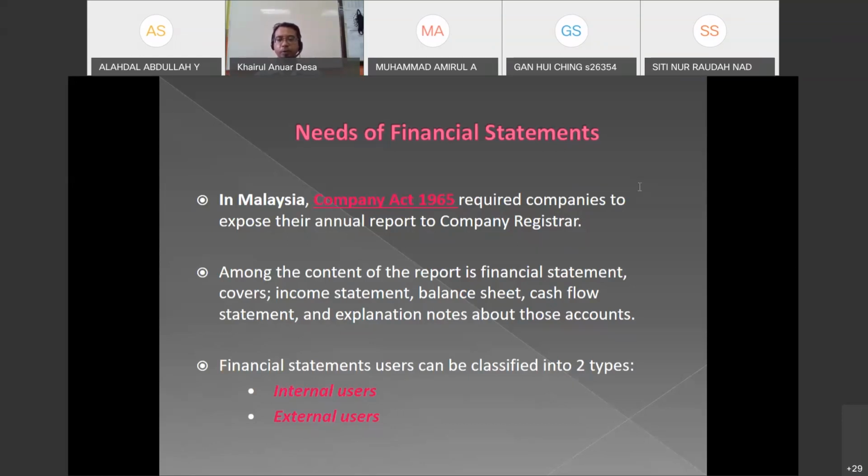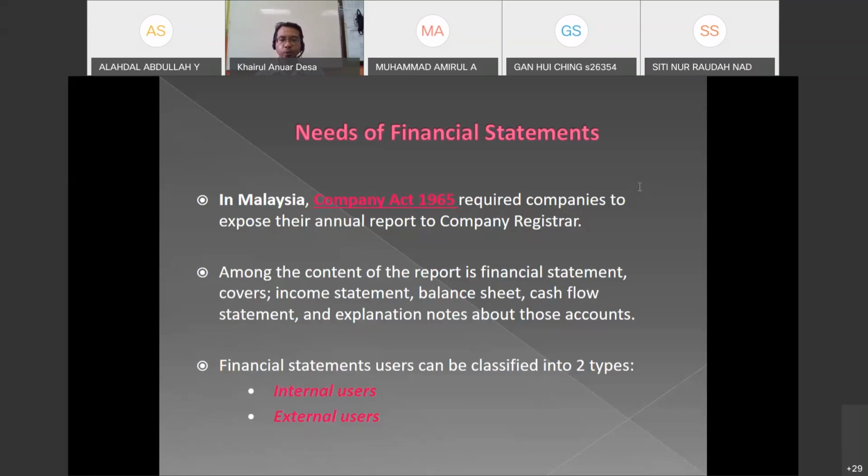Maknanya pelabur, yes, pekerja, the employees, the CEO of the company, the existing shareholder in the company, the investor, existing or current investor, maknanya mereka dah pun melabur, mereka dah pun memegang saham di dalam syarikat. That is the example of the internal users. Employees, CEO of the company, the chairman of the company, and so on. Or the suppliers of the companies.